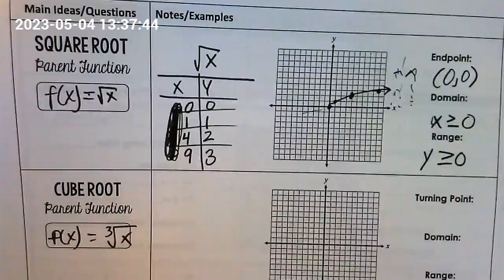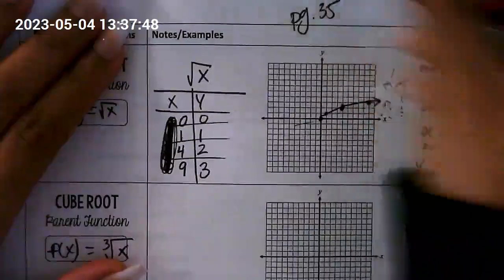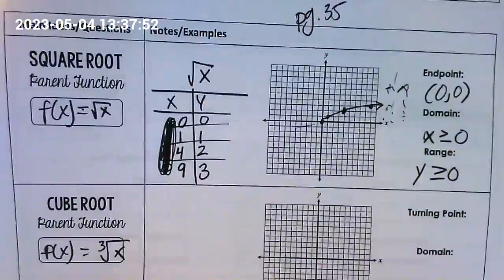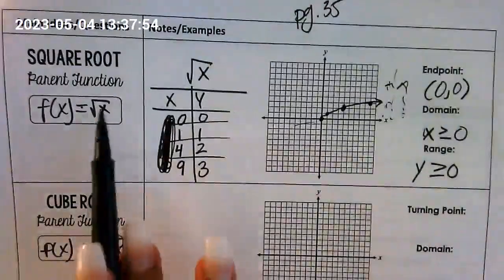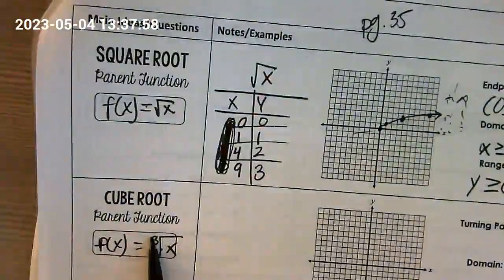Okay, this is page 35. Page 35. And we are talking about square root functions, parent functions. So the first thing we did was write the parent functions here and here. See if you can see that.